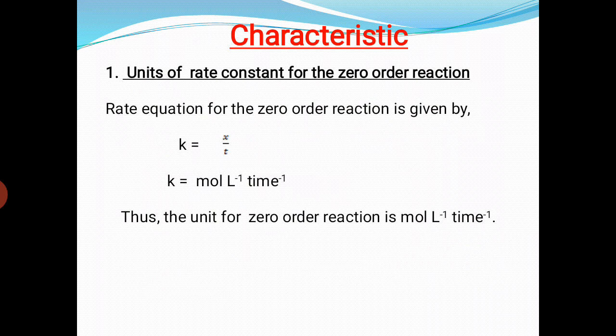Characteristics of the zero order reactions. Units of the rate constant for the zero order reaction. The rate equation for the zero order reaction is given by k is equal to x by t. The unit of concentration is mole per liter, and the general unit of time is time, and hence the unit of rate constant is mole per liter per unit time.